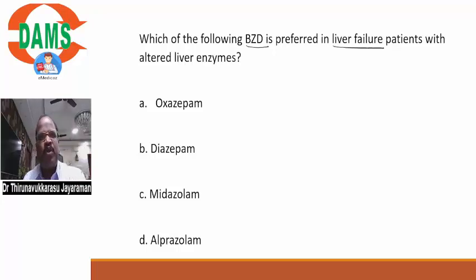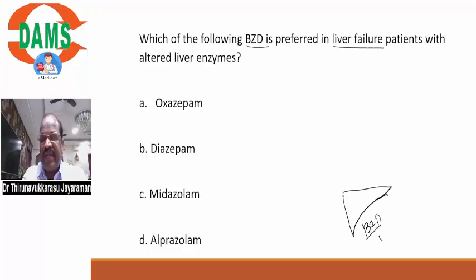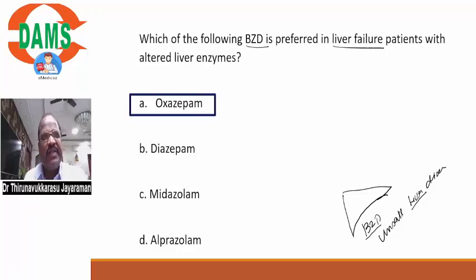See, most of the benzodiazepines undergo metabolism in the liver. So benzodiazepines in general are unsafe in liver disease. But some exceptions are there. Based on that, they ask the question. Oxazepam, diazepam, midazolam, alprazolam. The answer is oxazepam. This also we're discussing regularly in class.